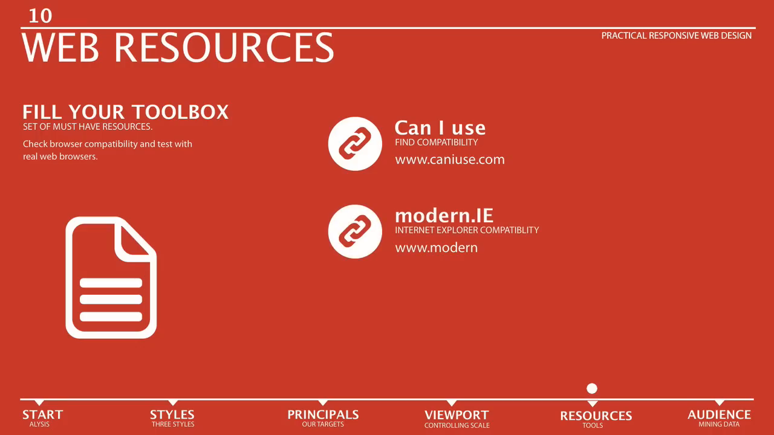Another nice site is Modern IE, just because, especially with older IE 8 and 7, there are compatibility issues there, and we looked earlier at the cascading style sheet comments for Internet Explorer. This site lets you enter your website, and it runs through it and tells you how compatible you are with Internet Explorer.